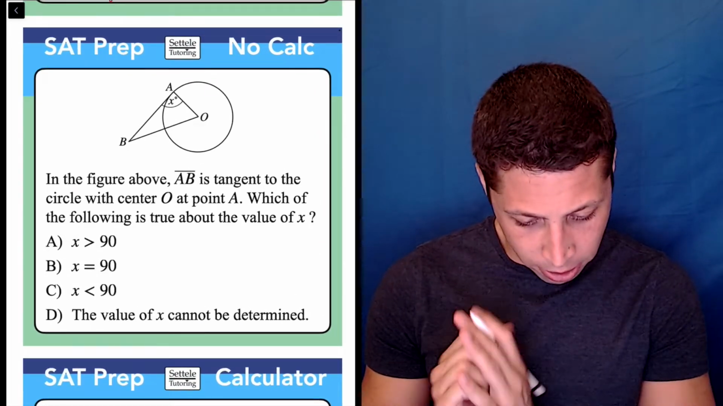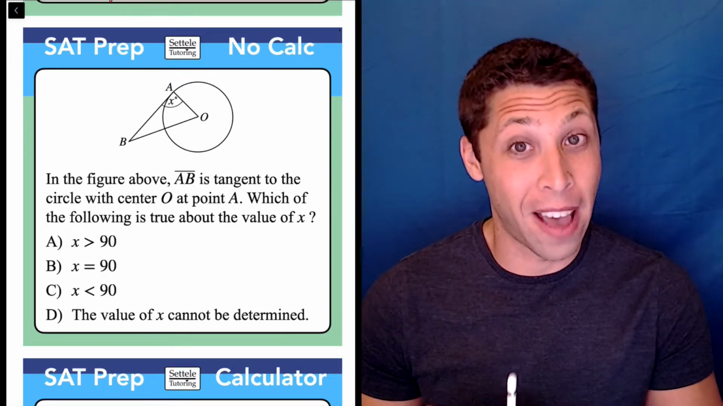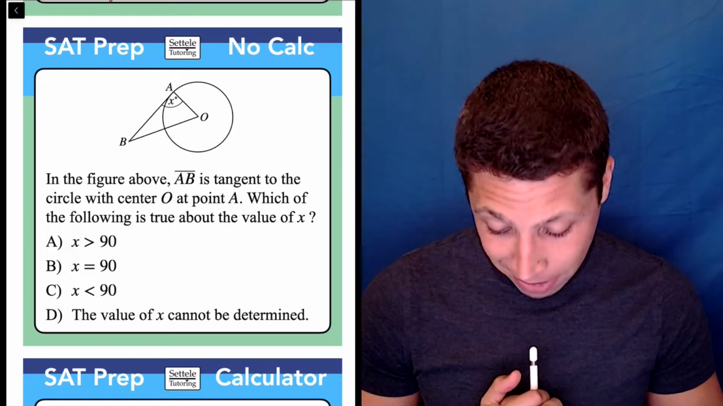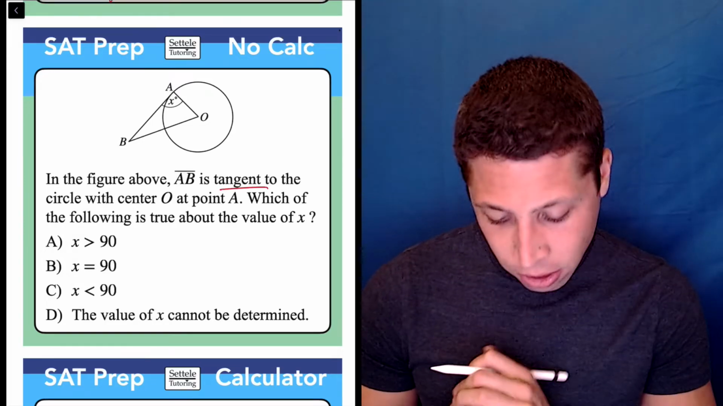All right, in this one, I don't know what's going on. Geometry, not as heavy on strategies. Sometimes we just got to memorize the facts or go to the reference chart at the beginning. All right, what do they want? In this figure above, AB is tangent, that's important, to the circle with point at O.